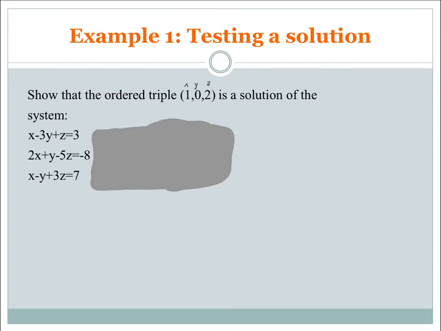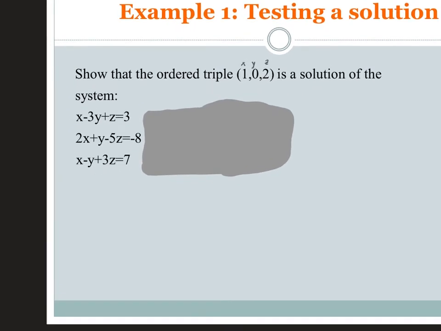Alright, the next one says that we are testing a solution, so show that the ordered triple is a solution of the system. So we just want to plug in 1, 0, and 2 into our equations and see if it works. So we have 1 minus 3 times 0 plus 2 is equal to 3. We have to check all 3 of them to make sure they work. So this is 1 minus 0 plus 2. So 3 is equal to 3. So this works.